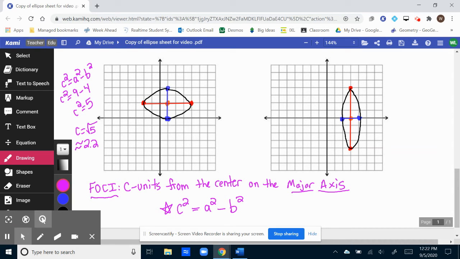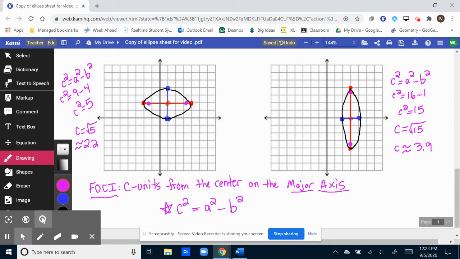Okay, so now my foci are 2.2 units from the center, but I have to go along the major axis. So here the major axis is my red one. So to the right, 2.2, and you can guesstimate what 0.2 looks like. And to the left, 2.2. Okay, and those are my foci. They are not actually on the ellipse. They're always on the inside.